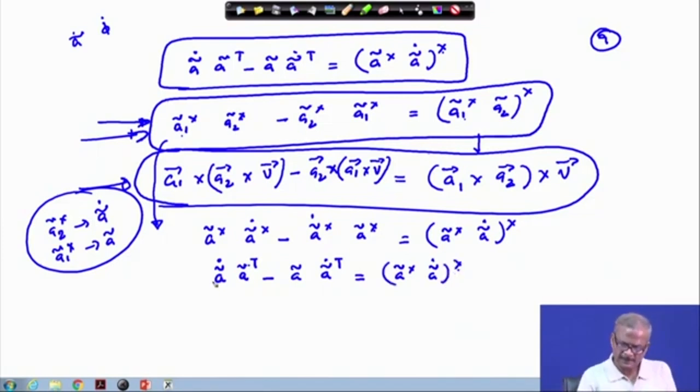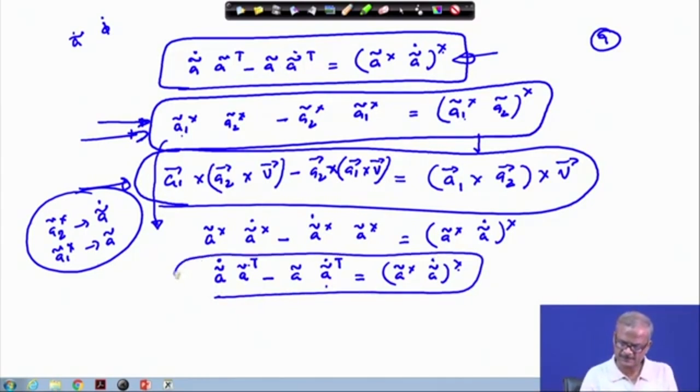So now go back, and in this place this is what we were looking for, a tilde dot, a tilde transpose, a tilde times a tilde dot. On the right hand side we have this. So this is the identity which we have proved using the vector triple product properties. This is another identity from the vector triple product which we have just picked up and put here in this format.